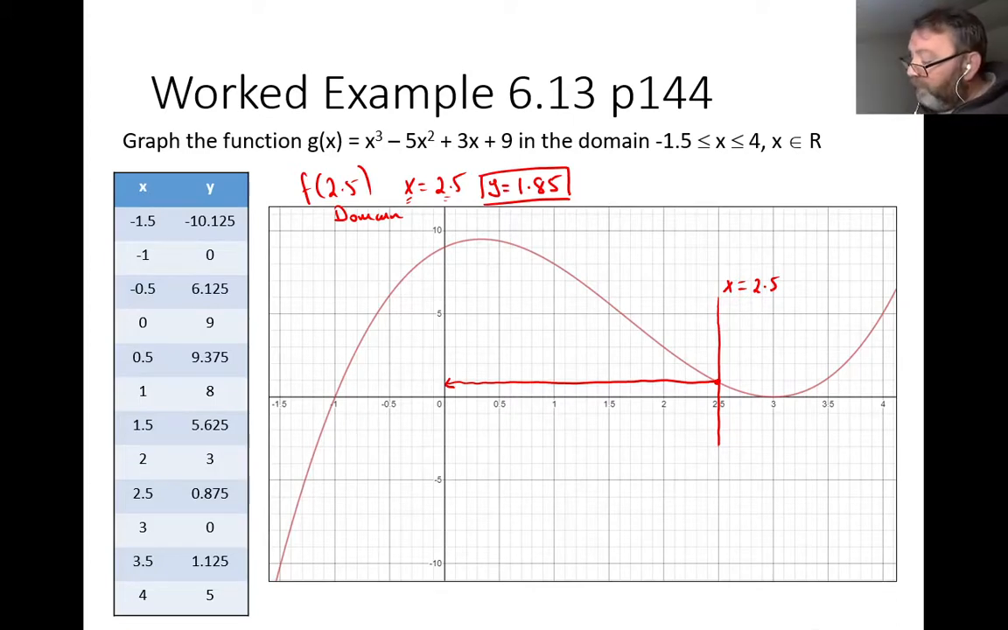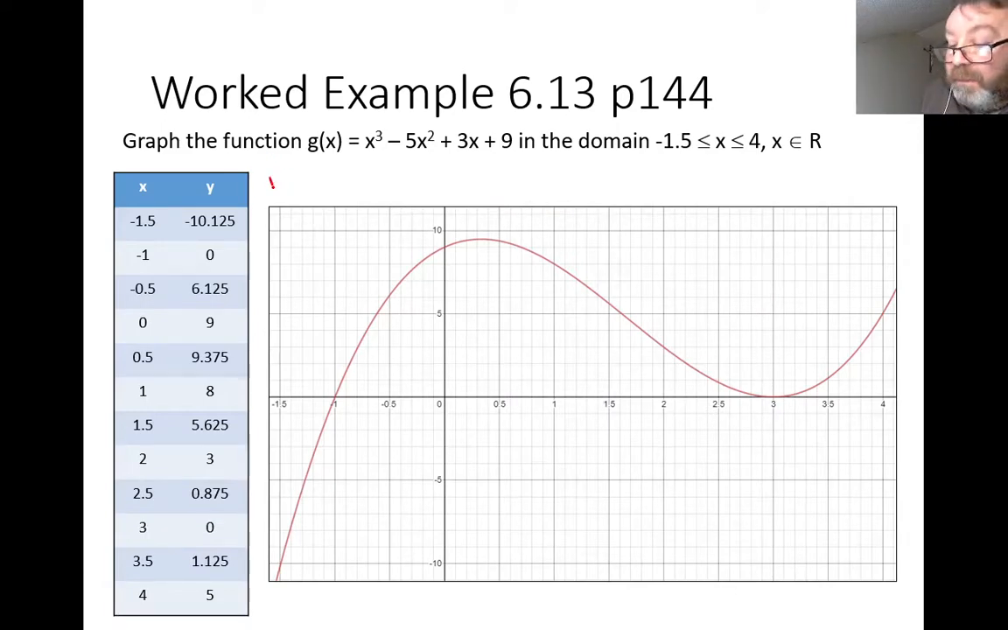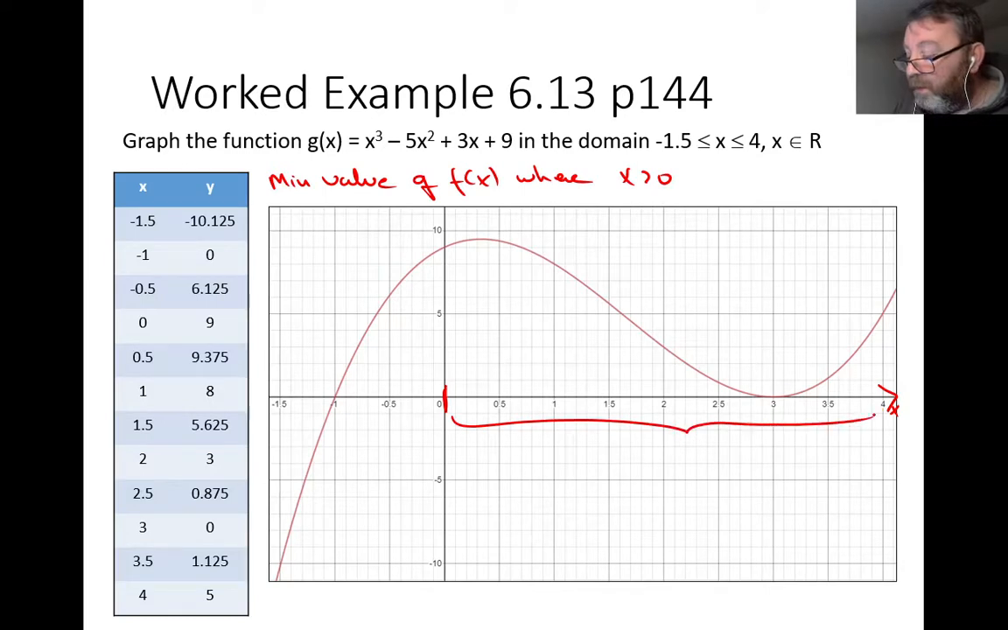Okay, part 3. Find the minimum value of f of x, where x is greater than 0. Now there's two things here, okay? They want you to work out the minimum value of f of x, but this time it has to be where x is greater than 0. Now, first of all, where is x greater than 0? X is greater than 0. There's your x-axis. X is greater than 0 from there onwards. So in other words, they're asking me to focus only over here.